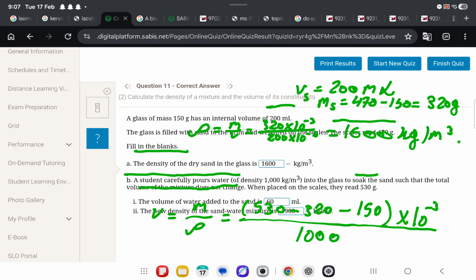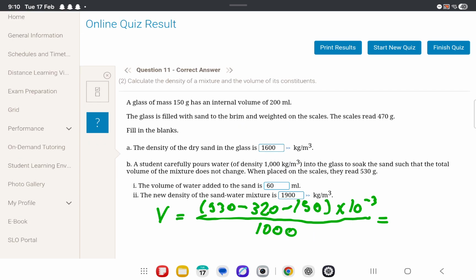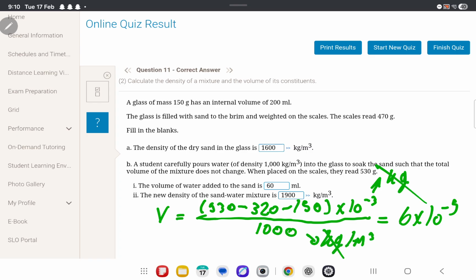One second. Okay, so there isn't a problem with my calculations. I just rechecked everything. So it is this. But here's the thing. This is in kilograms, right? This is in kilograms per meter cubed. So we cross out the kilograms. What are we left with? This is 6 times 10 power minus 5 meter cubed.